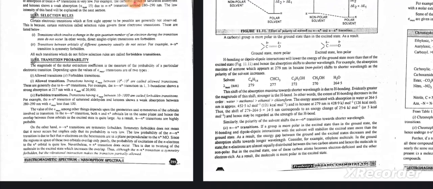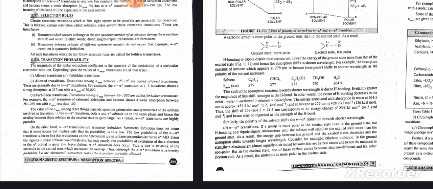Selection rules. Certain electronic transitions which at first sight appear to be possible are generally not observed. This is because certain restrictions, called selection rules, govern these electronic transitions. These are listed below. Transitions which involve a change in the spin quantum number of an electron during the transition do not occur. In other words, direct singlet to triplet transitions are forbidden. Transitions between orbitals of different symmetry usually do not occur. For example, n to pi star transition is symmetry forbidden.